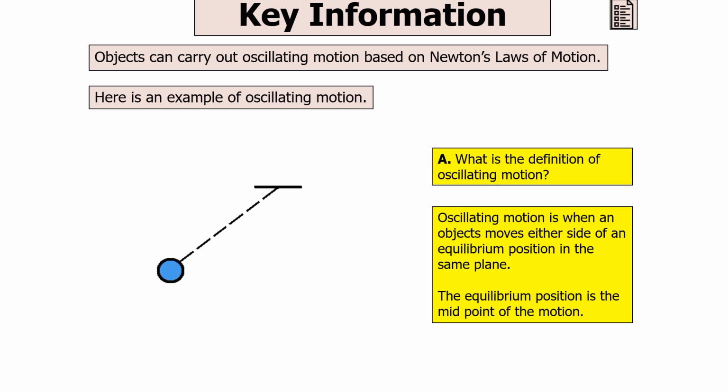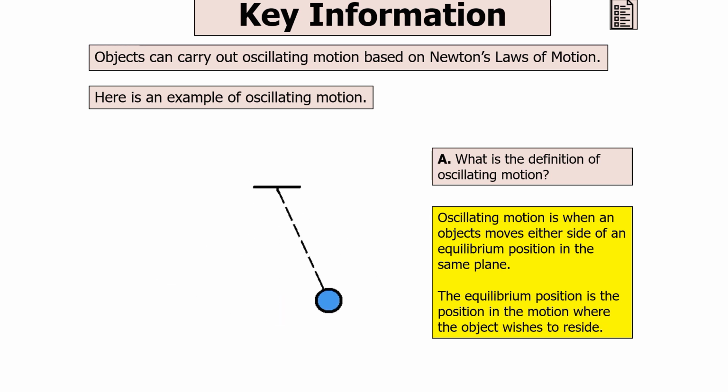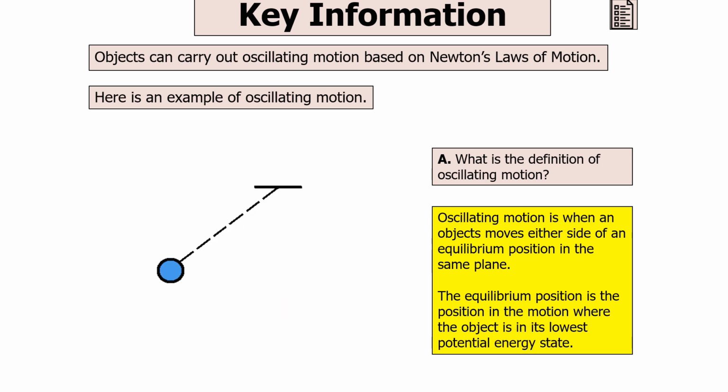Well, oscillating motion is when an object moves either side of an equilibrium position in the same plane. Now, the equilibrium position will be the midpoint of the motion. The equilibrium position is the position in the motion where the object will reside under no force. It is the position where the object wishes to reside, because it is the position in the motion where the object is in its lowest potential energy state.